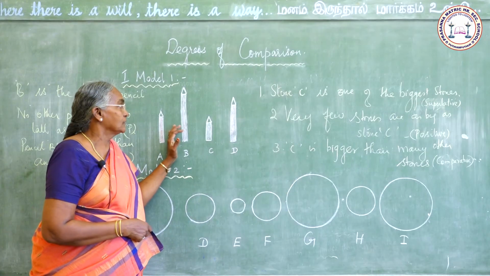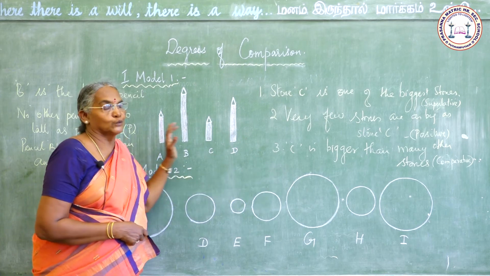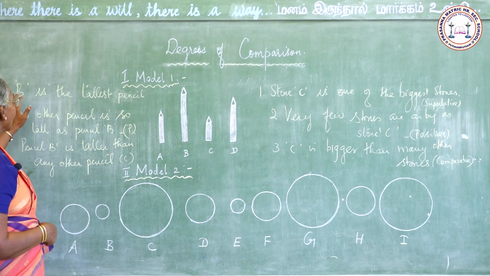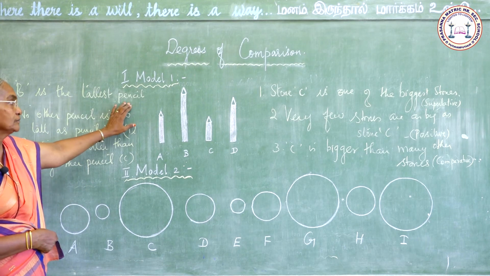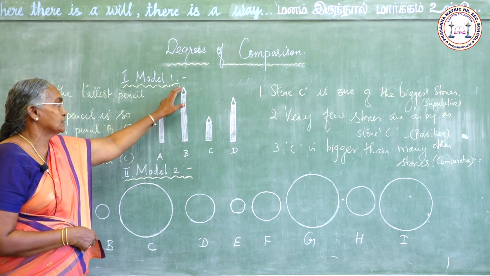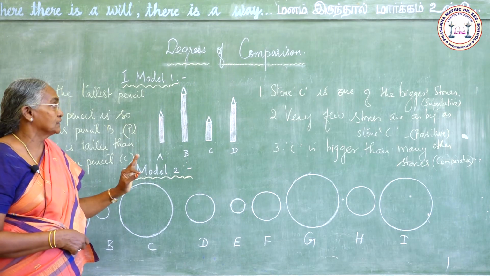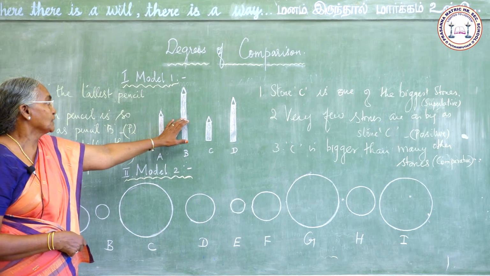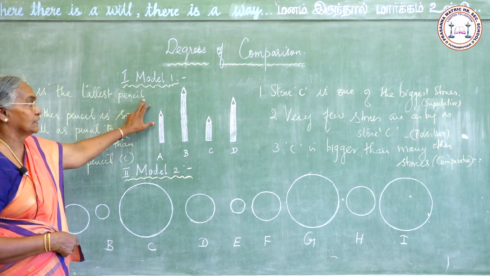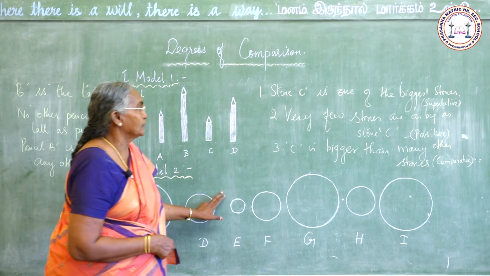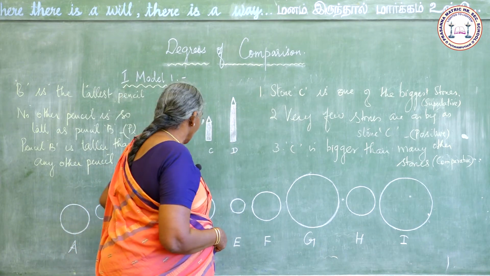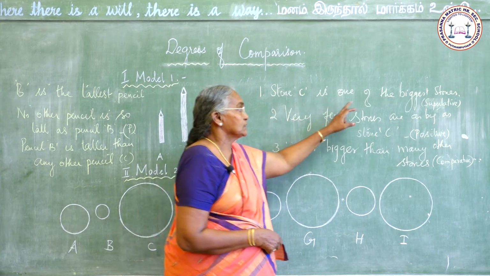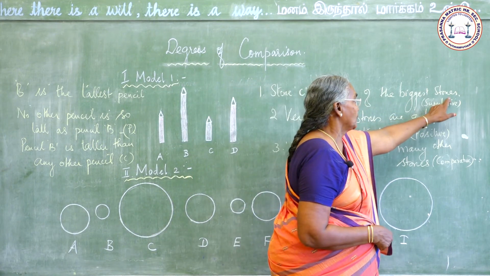Now we shall see the difference between these two models. Here in the first model, B is the tallest pencil. No other pencil is so tall as this pencil. It is the tallest pencil. We use tallest pencil. But in this model, stone C is one of the biggest stones. One of the biggest stones. Here comes plural.